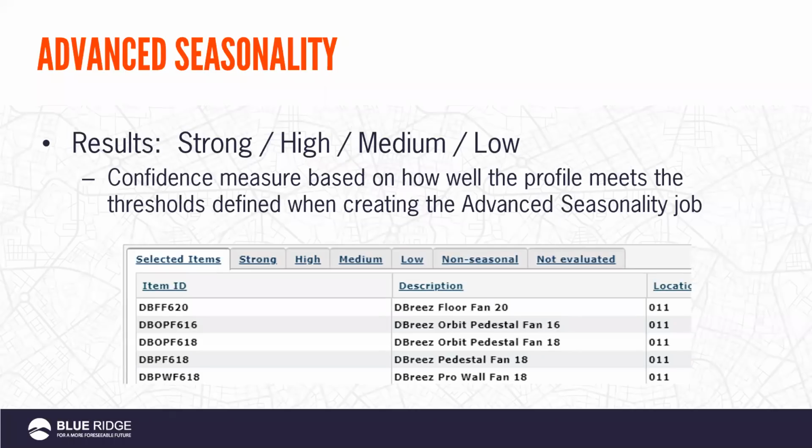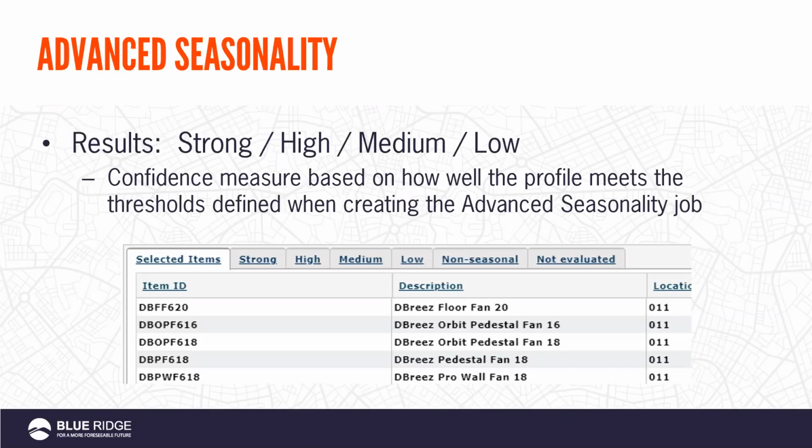And then strong, high, medium, and low. These represent a confidence measure based on how well the profile meets minimum thresholds you defined when you created the advanced seasonality job. And they are also based on some proprietary processing. Non-seasonal represents items that did not qualify for a seasonal profile. And then not evaluated, this represents items that were not evaluated due to the selection criteria.